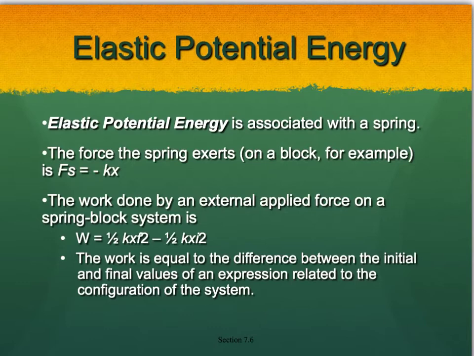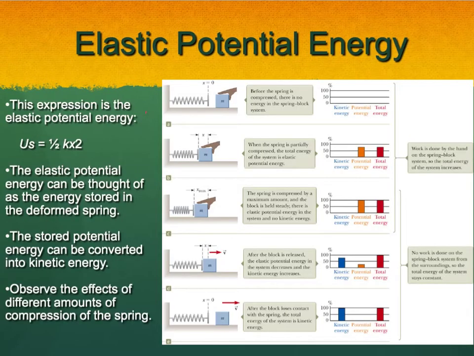We could find the work done by some external applied force on this spring block system, and we could find that by our work equals 1/2 kx final squared minus 1/2 kx initial squared. So physicists have defined an expression for the elastic potential energy to be our U sub S, so U just again representing our potential energy, and then that sub S representing that it's associated with a spring, because elastic potential energy occurs with springs. So our elastic potential energy equals 1/2 kx squared. So that would be if we're just talking about one particular instant, one particular moment in time.